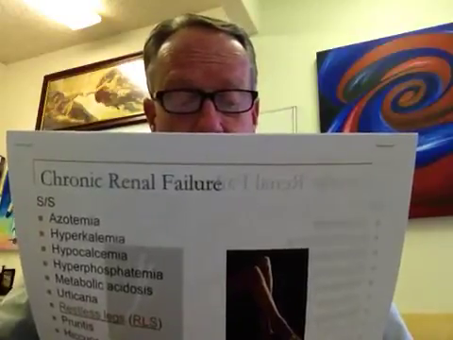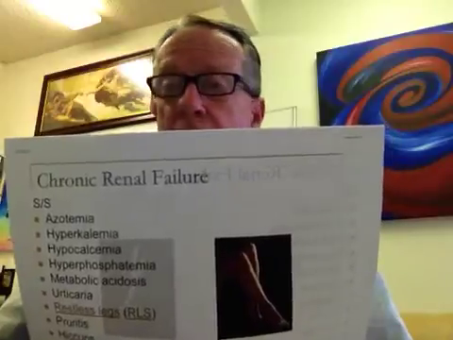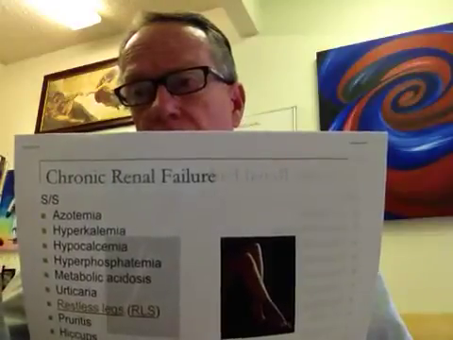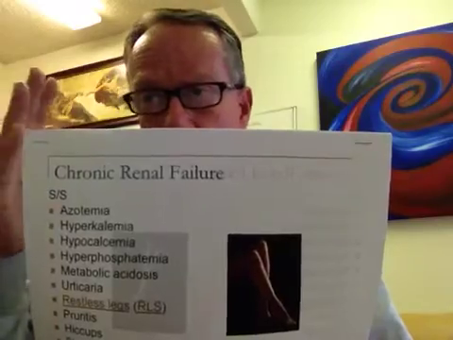Pruritus is itchiness, hiccups, skin and breath smell like urine, and anemia. In other words, urine is not being successfully or effectively taken through the upper urinary tract to the lower urinary tract, and the person is permeated by urine, buildup of urine.